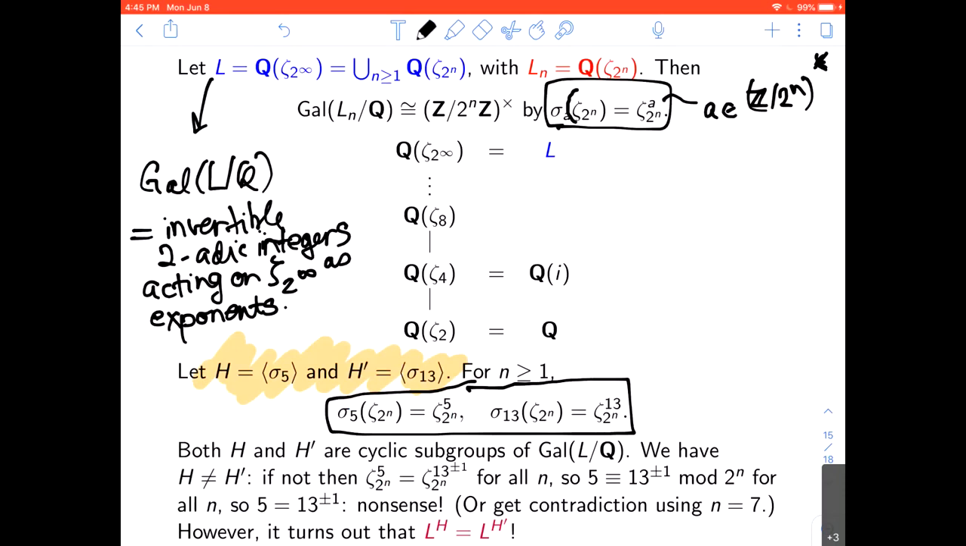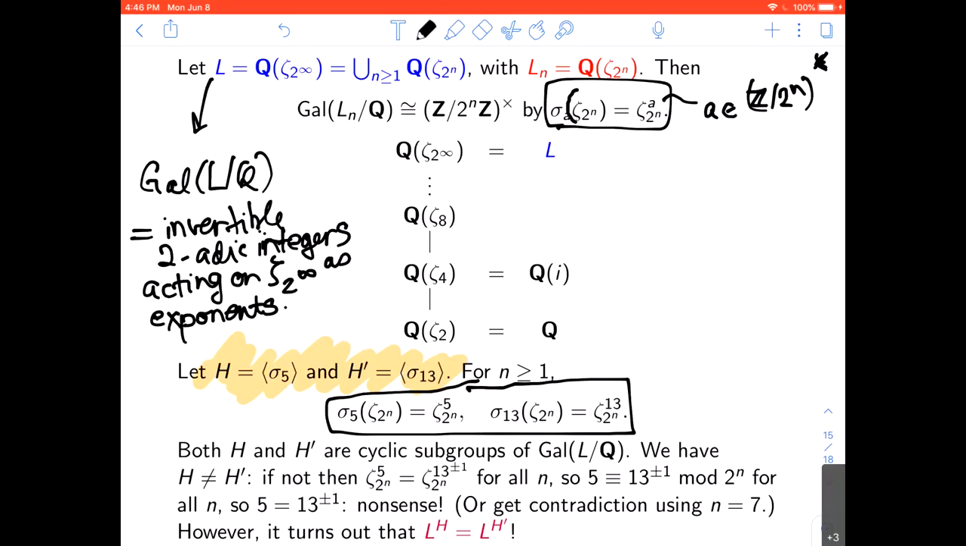These are not the same subgroup. In fact, they intersect trivially. They're infinite cyclic subgroups of the Galois group. And if you thought they had something in common, well, each group is infinite cyclic, so it only has 2 generators. So if you imagine raising to the 5th power and raising to the 13th or 13 inverse power, they'd have to be the same. But if that's true modulo every power of 2 on the exponents, then 5 has to be 13 or 1 over 13, which is not true.